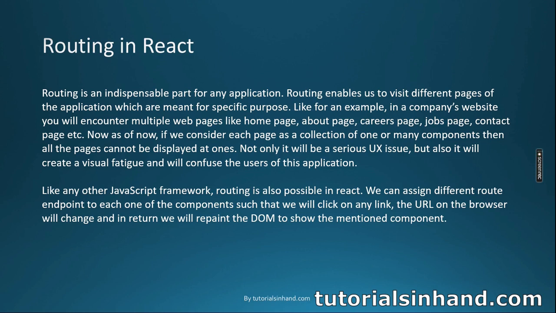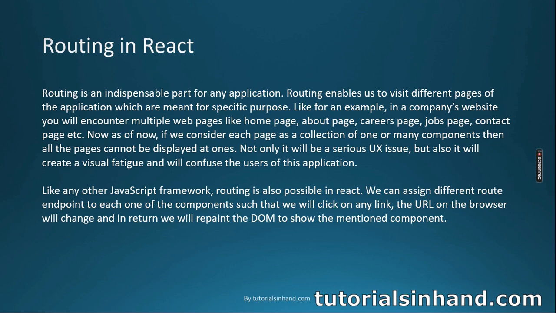Now as of now, if we consider each page as a collection of one or more components, then all the pages cannot be displayed at once. Not only will it be a serious UX issue, but it will also create visual fatigue and confuse the users of this application. Like any other JavaScript framework, routing is also possible in React. We can assign different route endpoints to each one of the components such that when we click on any link, the URL on the browser will change, and in return we will repaint the DOM to show the mentioned component.